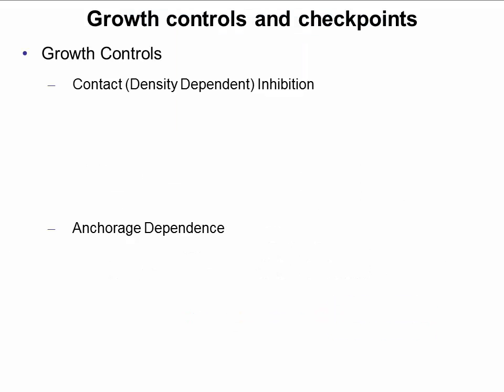So first we're going to talk about some growth controls that are in place in the context of multicellular organisms in particular. And these two growth controls that we're going to talk about are contact inhibition, sometimes referred to as density-dependent inhibition, and anchorage dependence. If we think about a multicellular organism like an animal, most of our cells are growing in the context of solid tissues, right?